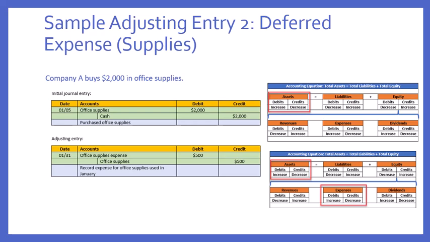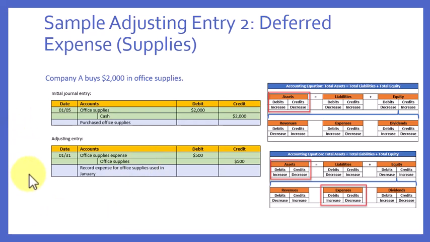Office supplies is an asset. Okay, so we go over here to our handy dandy chart, and what we find is asset, we need to debit to increase and credit to decrease. So we debit office supplies and we credit cash for $2,000 for that purchase of office supplies.